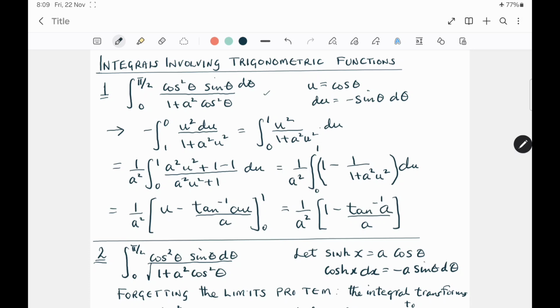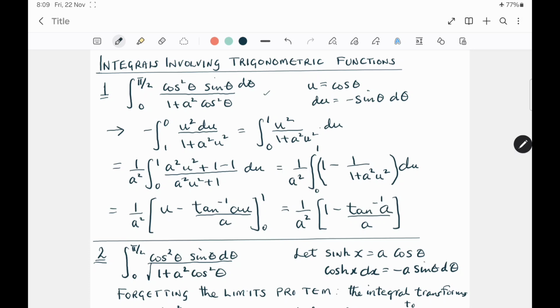So if we just make the simple substitution u equals cos theta, so that du equals minus sine theta d theta, the integral transforms to minus the integral between 0 and 1 of u squared du over 1 plus a squared u squared. I've just got rid of the minus sign by inverting the limits to get the integral between 0 and 1 of u squared du over 1 plus a squared u squared.